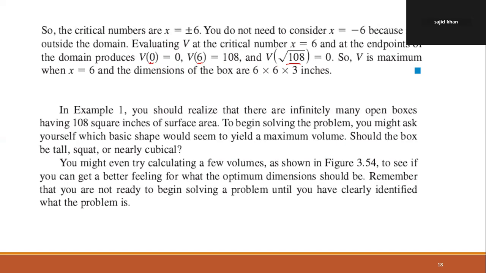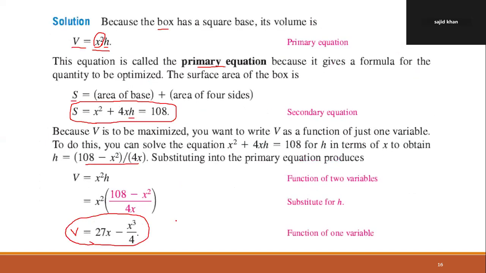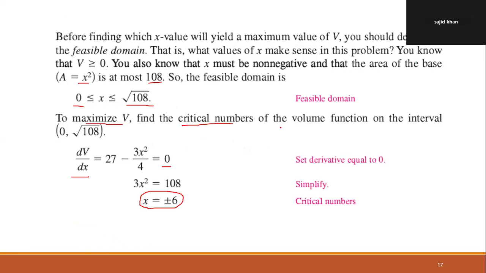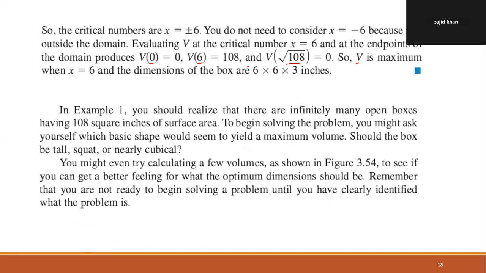Now substitute 0, 6 and square root of 108 in the given function. V is our given function. So here in V, 27x minus x cube over 4, when we substitute x equal to 0 our output is 0, and at square root of 108 again our output is 0. But when we substitute the input x equal to 6, V is equal to 108, so it is basically the maximum volume.